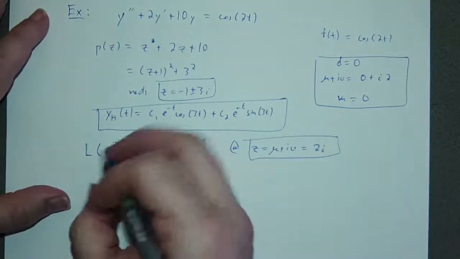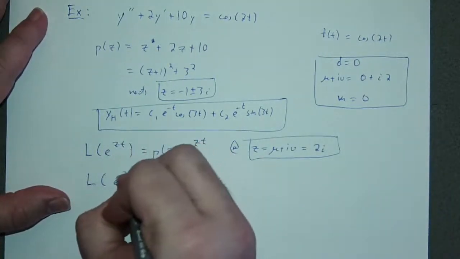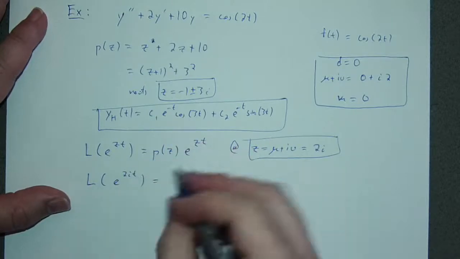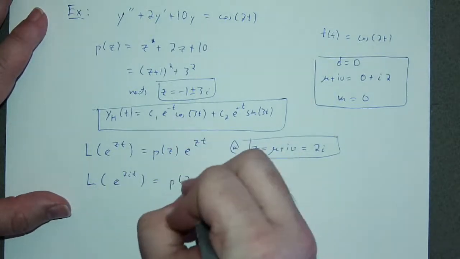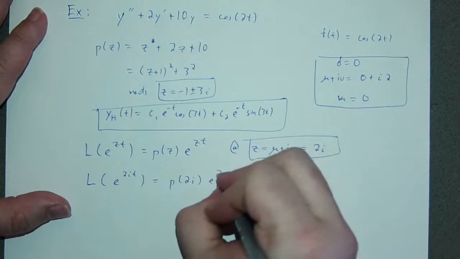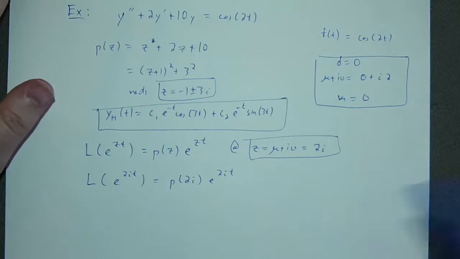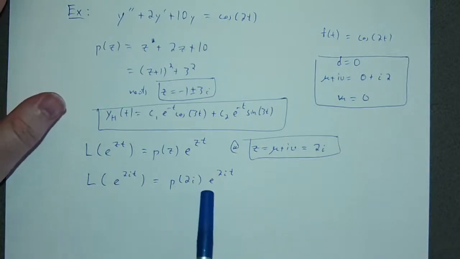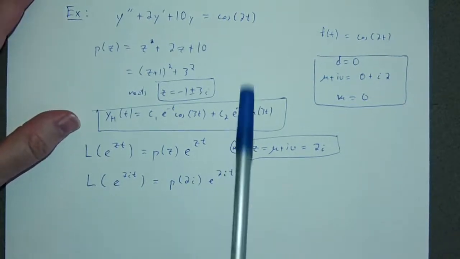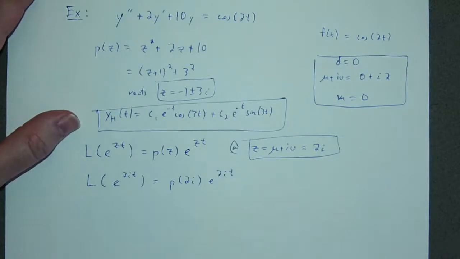So this tells me that L of e to the 2it is equal to p of 2i e to the 2it. Now you see some things are going on. Some things are a-brewin'. So what do I mean by this? Well, I look at this and I say, how is this going to be the same as cosine 2t?